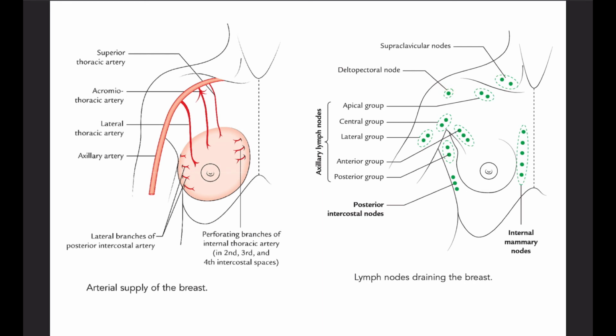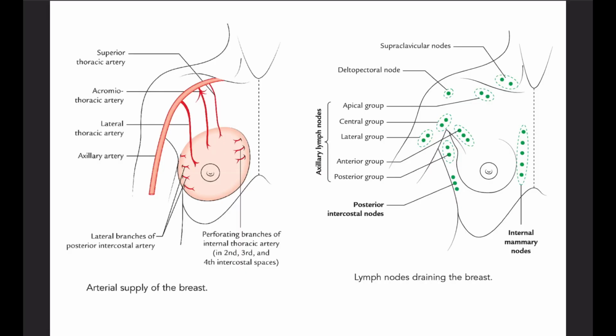The axillary lymph nodes, lying in the axilla, are divided into four groups: anterior or pectoral, posterior, central and lateral.